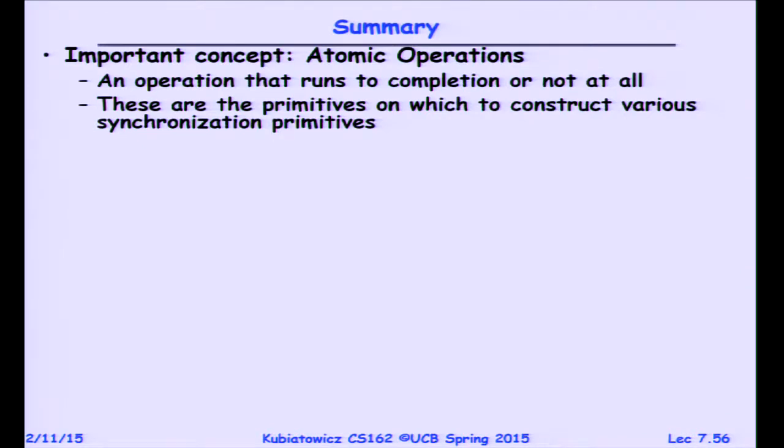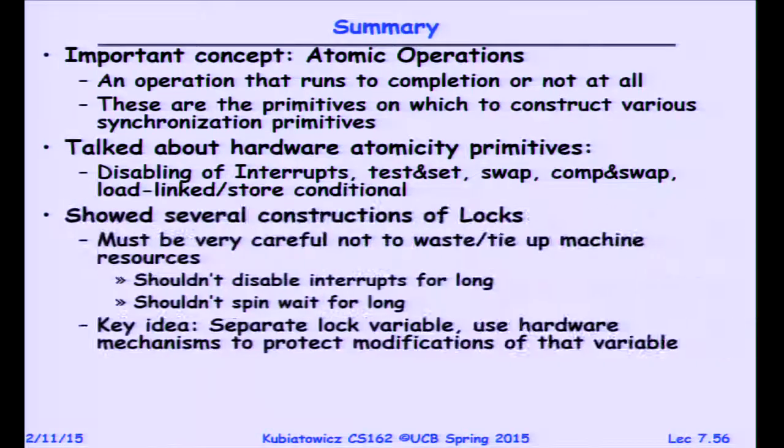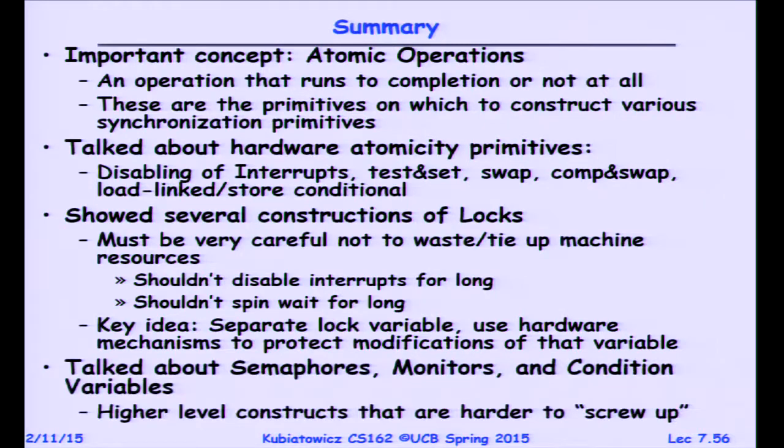All right, so in conclusion, the important concept for today was atomic operations: an operation that runs to completion or not at all. And these are the primitives on which to construct various things. We just discovered that test and set might be a better primitive to build other locks. We talked about hardware atomicity primitives, such as disabling of interrupts and test and set, and we showed several constructions of locks. What we've got for next time, which I didn't quite get to this time, and which you're going to get to in section for the first time, unfortunately, is that we're going to talk about semaphores and monitors and condition variables in depth, which are better alternatives to locks when you want to build more complicated things.